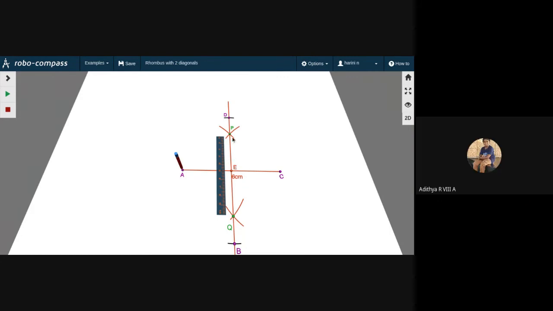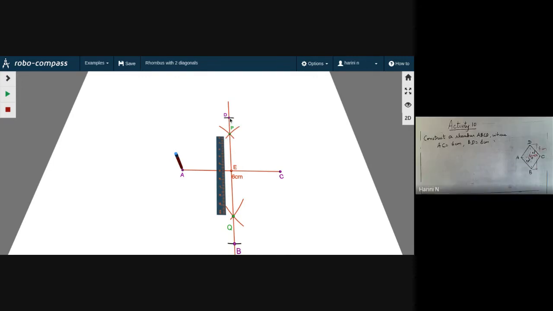Ma'am, it is 4 centimeter only. For some of you, it would go above P. For some of you, it may be below P, because whatever is the radius you have taken at A, that matters. You do not worry about that. Okay. Then the next step is very simple.